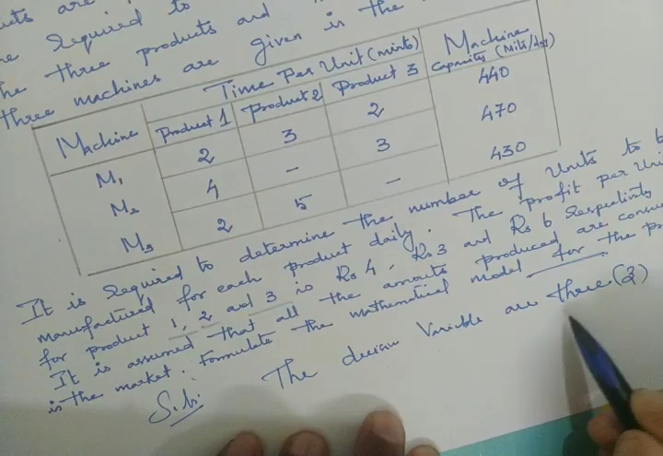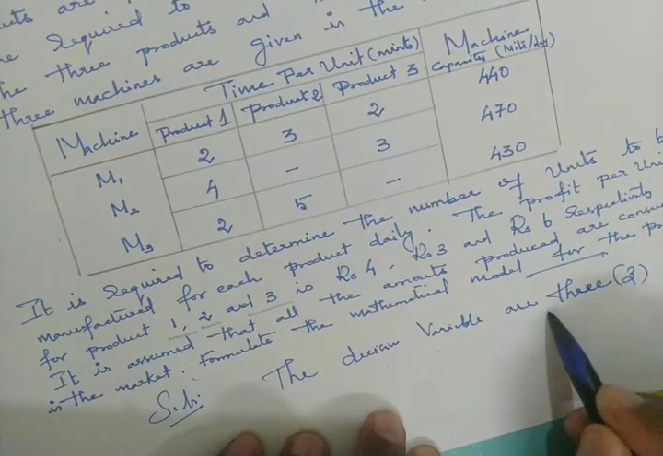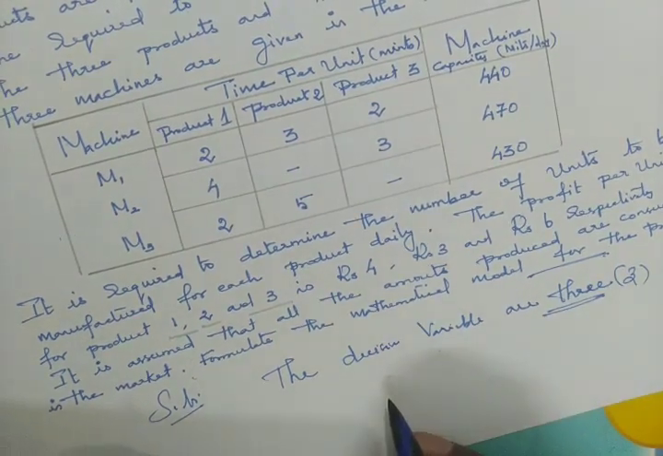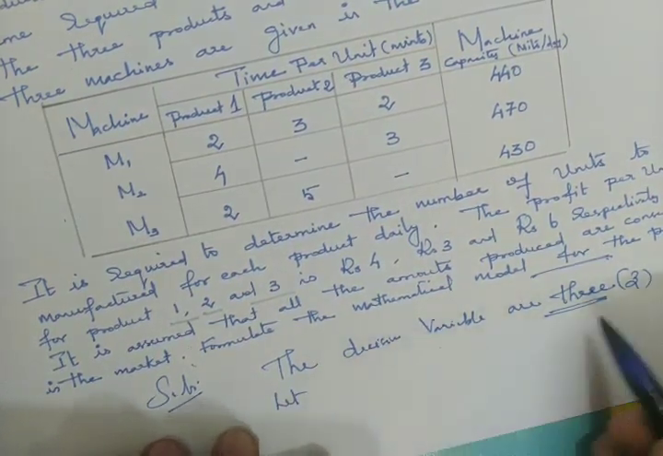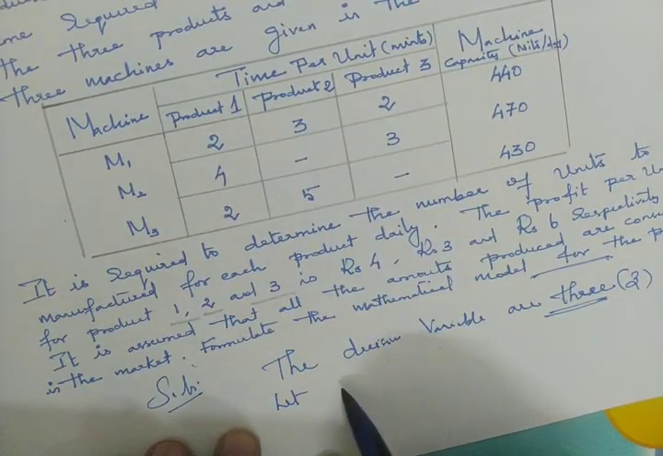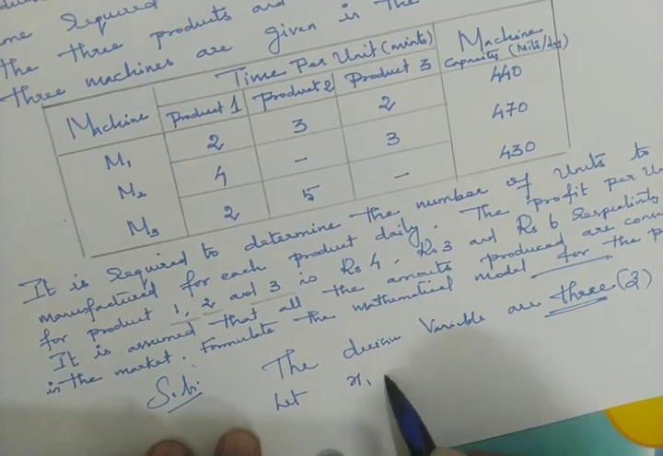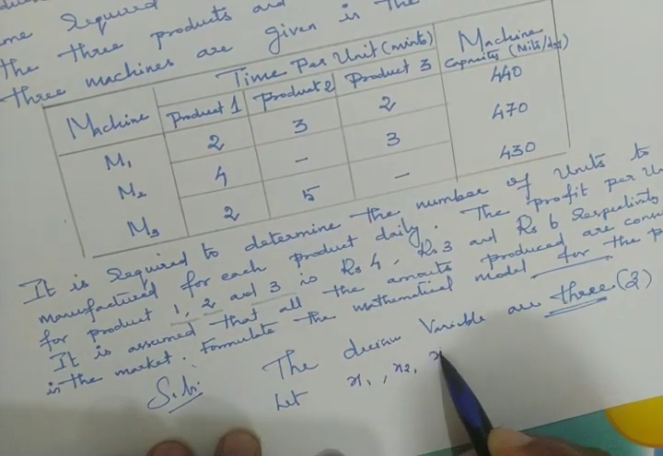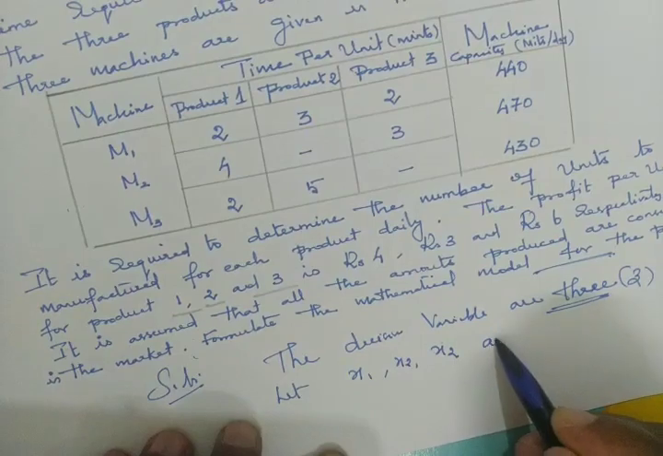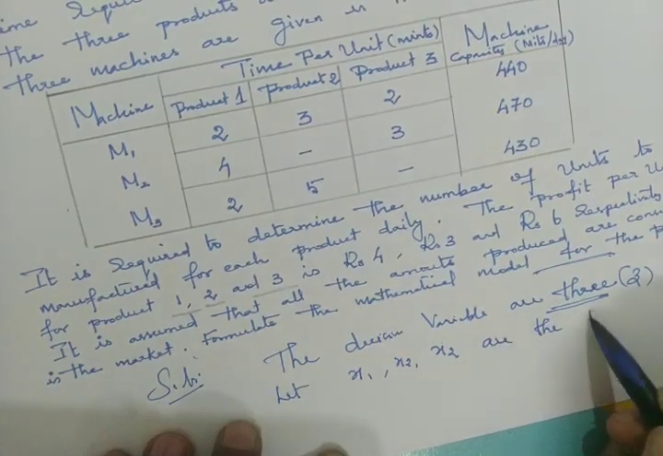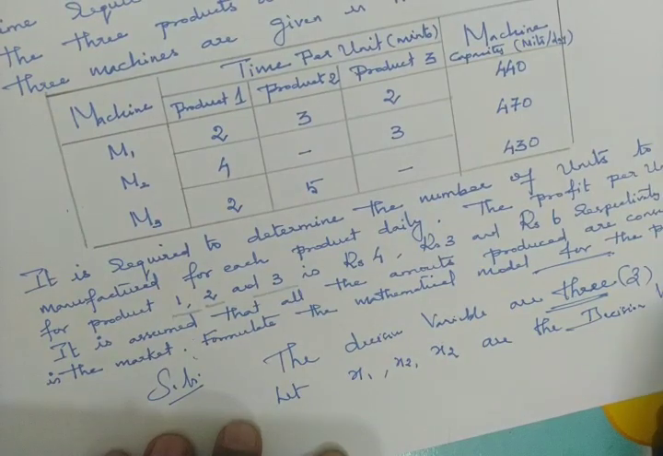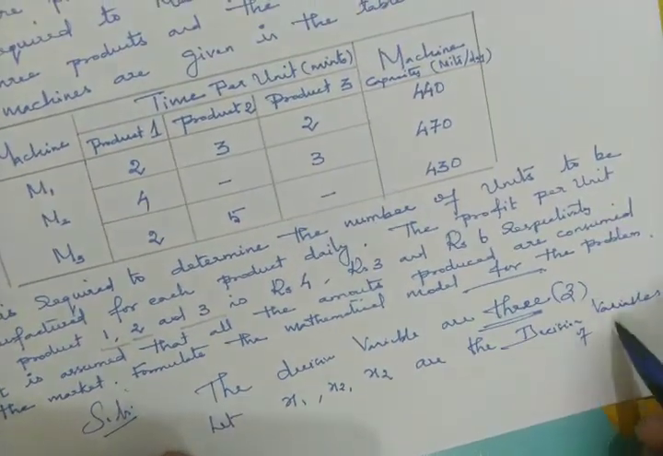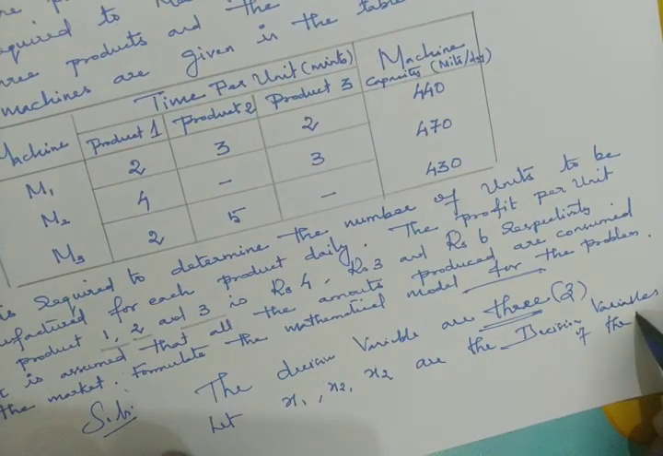After finding the decision variables, you are going to assign symbols. It's nothing but the name. So now you can assume that x1, x2, x3 are the decision variables of the given problem.